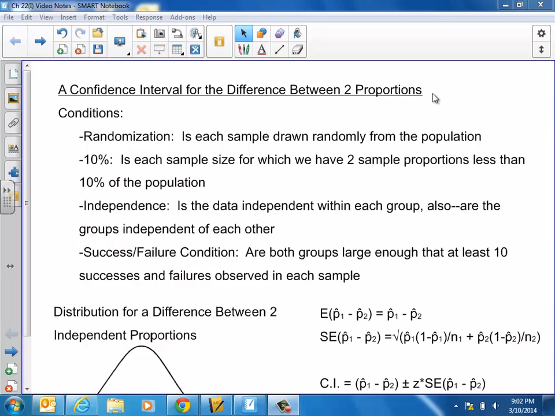Chapter 22 does two things. Now that we have seen how to work with a confidence interval for a single proportion, let me refresh what it does. If I give you a sample proportion, and if certain conditions have been met, then we can use the normal bell curve to cast these nets that we call confidence intervals to try to capture the true population proportion. That's what the confidence interval for a single proportion did.